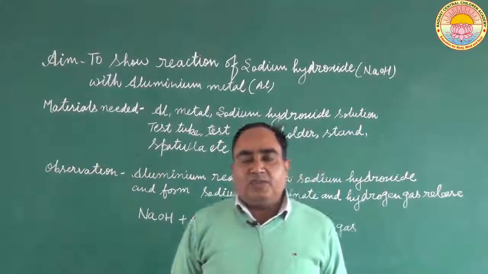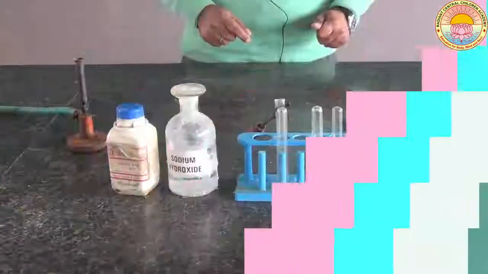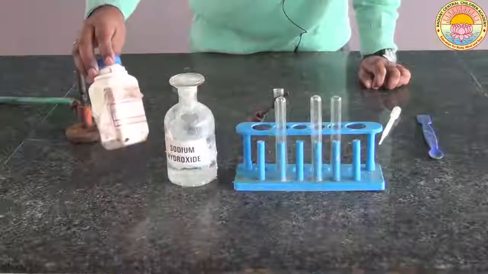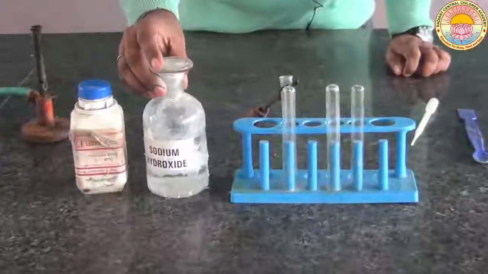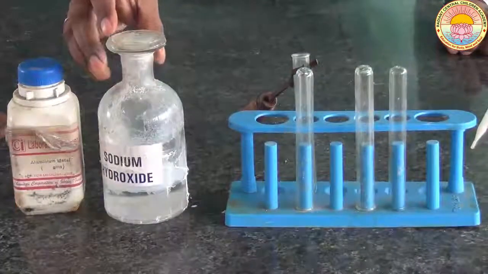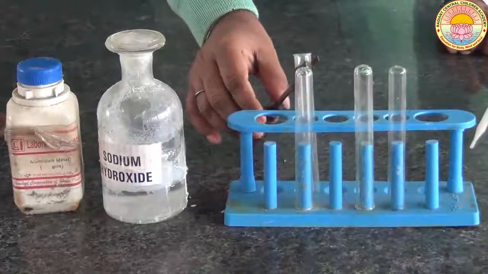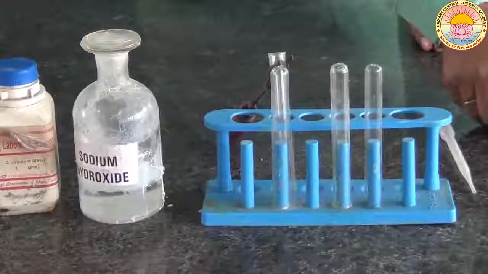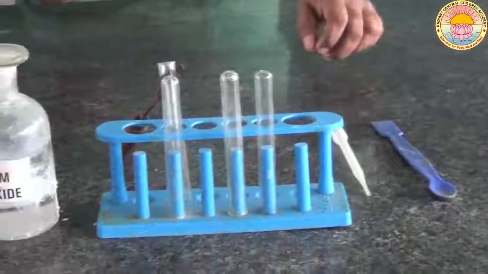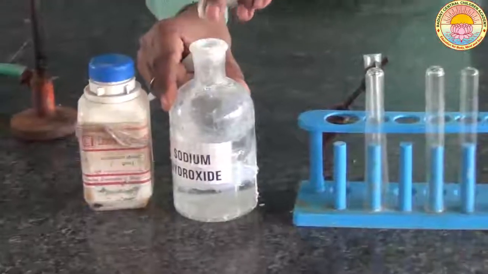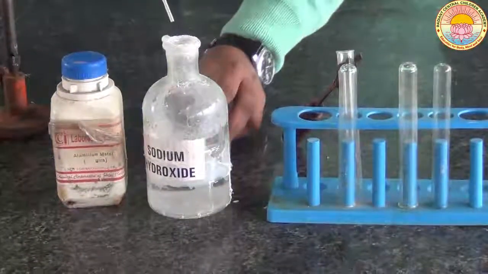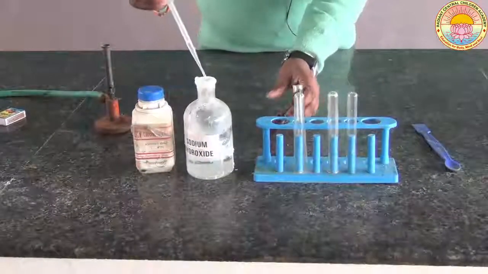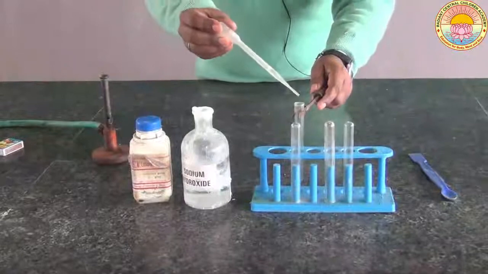Now I am going to perform this activity. Watch it carefully. So students, for this activity we need aluminum metal, sodium hydroxide solution, a test tube holder, a test tube stand, a dropper and a spatula. Now first of all we take freshly prepared sodium hydroxide solution, approximately 5 ml, and put it into the test tube.